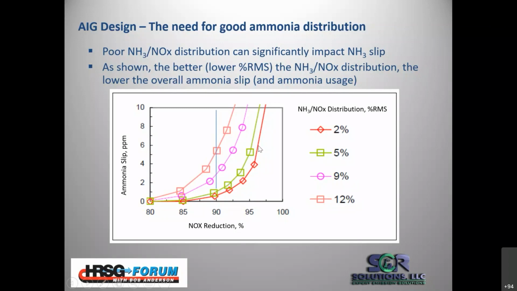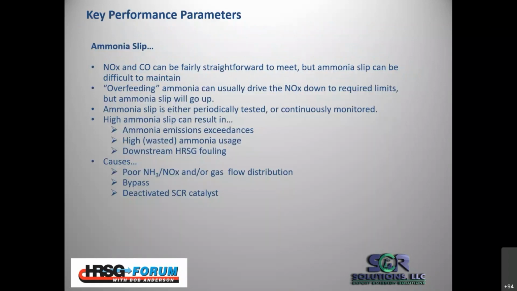So this just gives you a relative understanding that the catalyst could be perfectly fine, but if the distribution coming into it is lousy, then you're going to have ammonia slip issues. So ammonia slip, so what? Well, it is important because if you're overfeeding ammonia, you can drive your NOx down to basically 0.